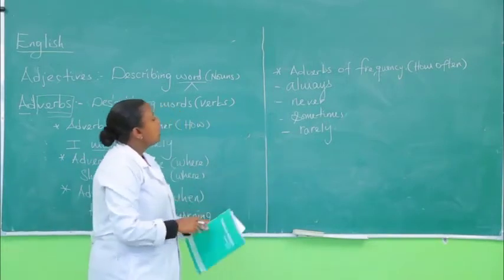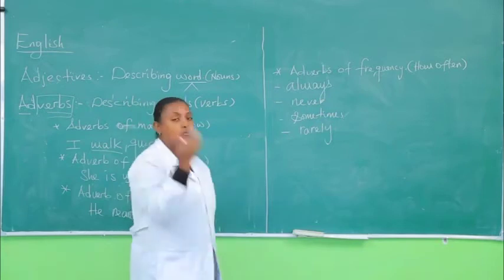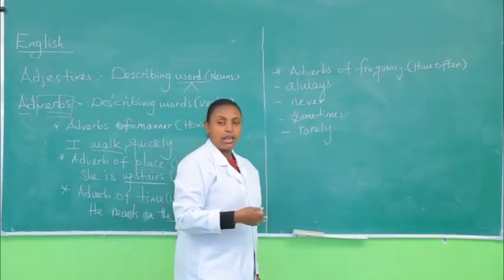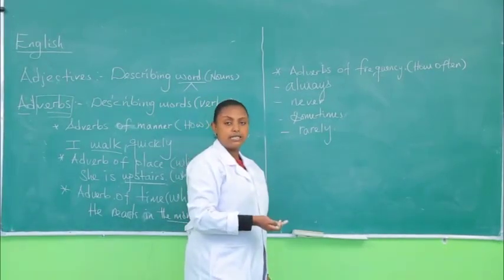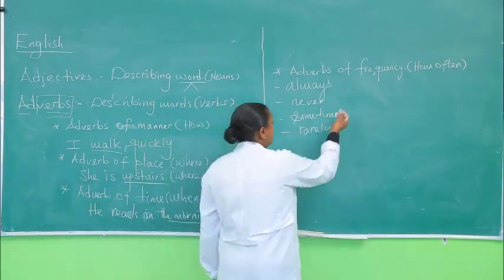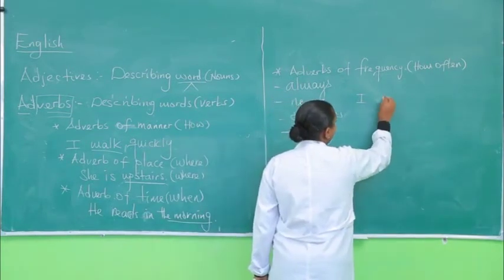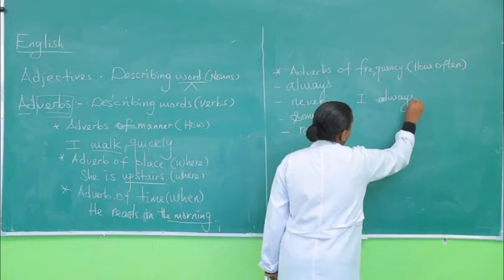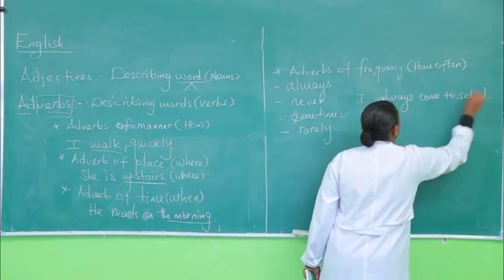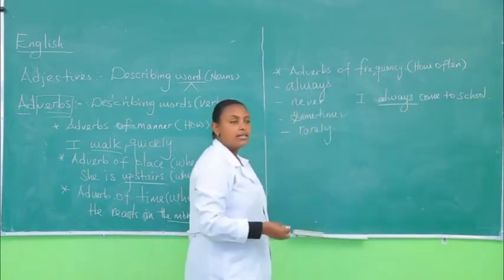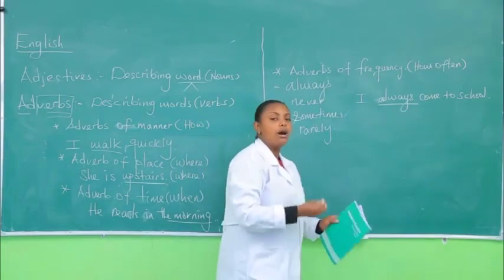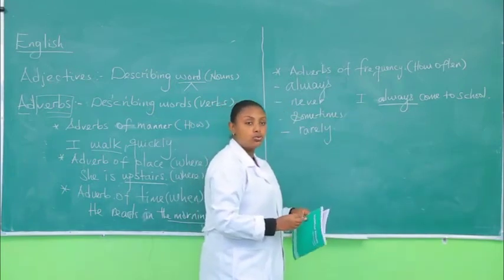So, how many times you do something, for example, washing your face. How many times do you wash your face each day? Or how many times do you brush your teeth? Using these adverbs of frequency, you can state examples. For example, I always come to school. This is an adverb of frequency. It tells us how many times the action is repeated. So, you always come to school means you come to school almost 100% each week.